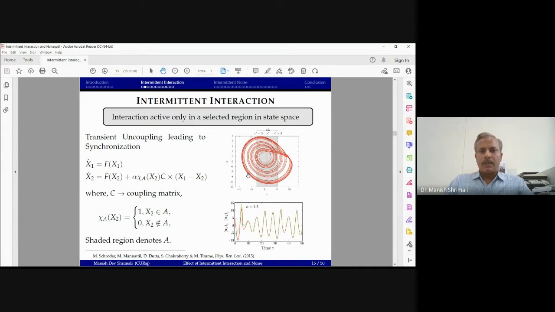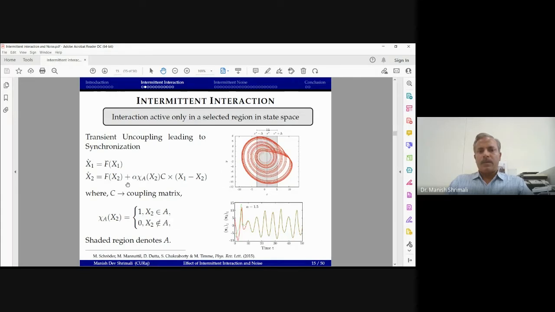if we consider the example of the Rössler oscillator, and I put a shaded region here, which I call the interaction active region. As long as the state variable of this dynamical system is within the shaded region, the interaction is on, so the interaction function will take the value 1. If I'm outside that, it will be 0. And I have considered a drive response system here.